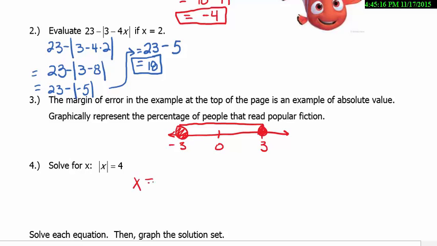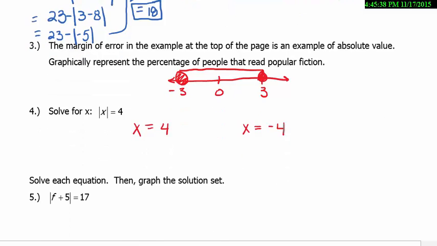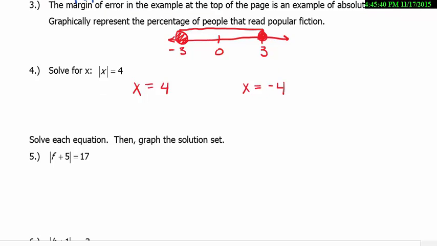We have a case where x could be 4. We also have a case where x could be negative 4. Okay, so again, this relates to number 3 in that you're going to have the same distance on both sides of 0, 3 units to negative 3, 3 units to positive 3. All right, so in this case, translate that to number 4, where we're going to have two cases, a positive case and a negative case.